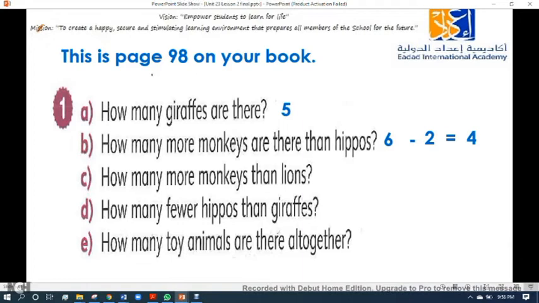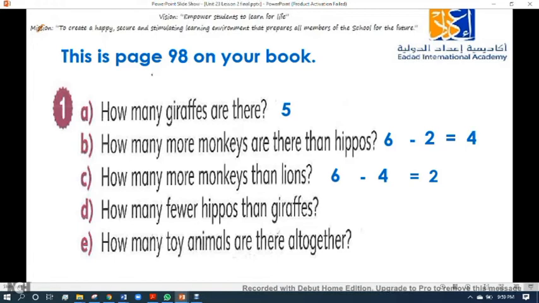Now, how many more monkeys than lions? We have the same question. How many more? So what operation are we going to use? Great job. That is still subtraction. We know that monkeys are 6. We write the subtraction, and we know there are 4 lions. So there are 2 more monkeys than lions.